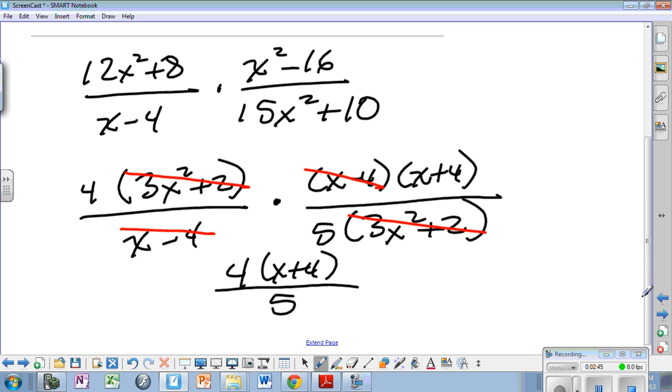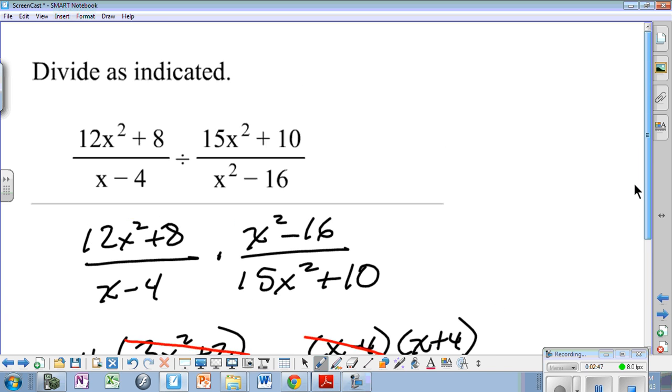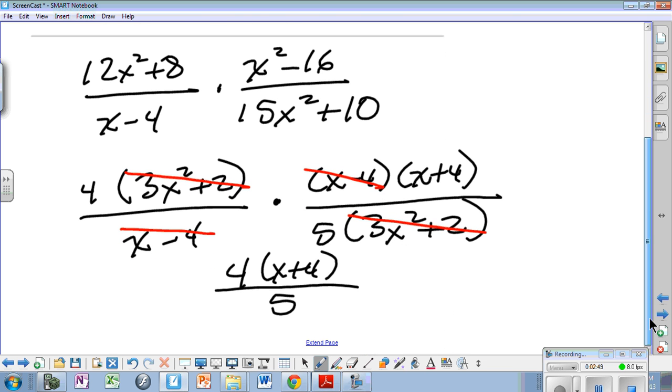And that is the end of the problem. It says divide as indicated, and I have divided as indicated.